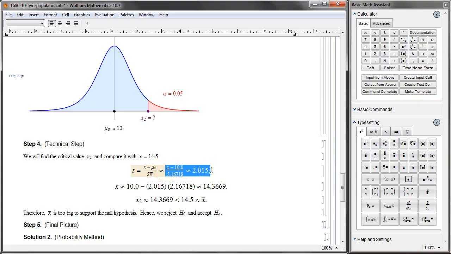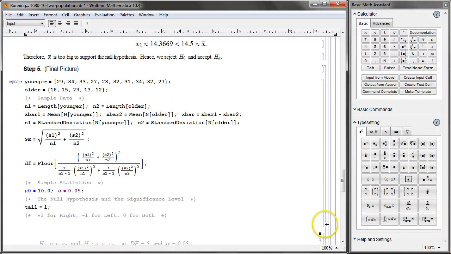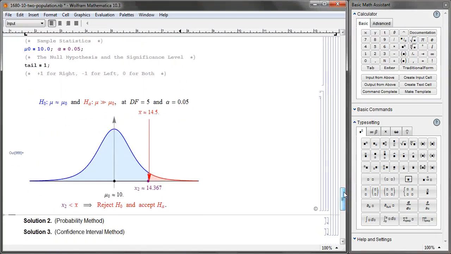Solving this equality, you get an x value equal to 14.3669, kind of like that, which is a little bit less than 14.5. So where does the 14.5 belong? It's in the red interval here. Consequently, the alternative hypothesis wins, like this. We reject the null and accept the alternative hypothesis. Yes, the difference is likely to be bigger than 10.